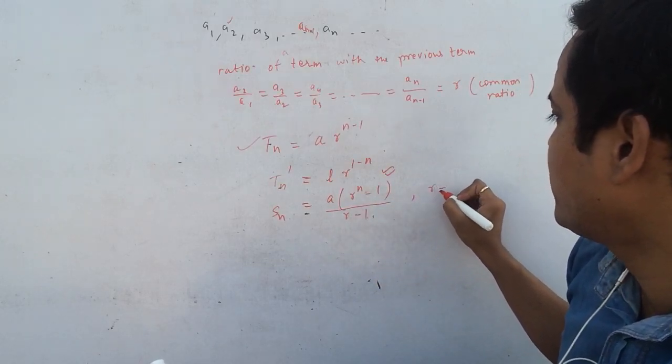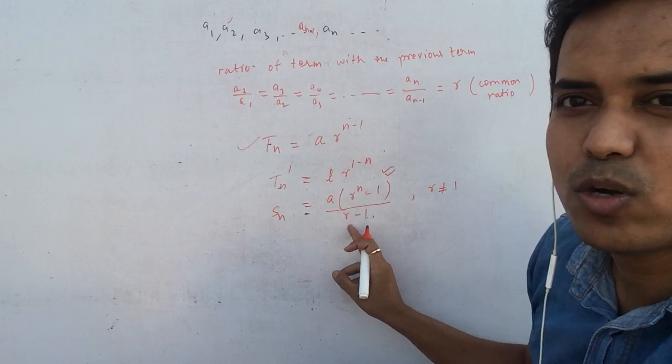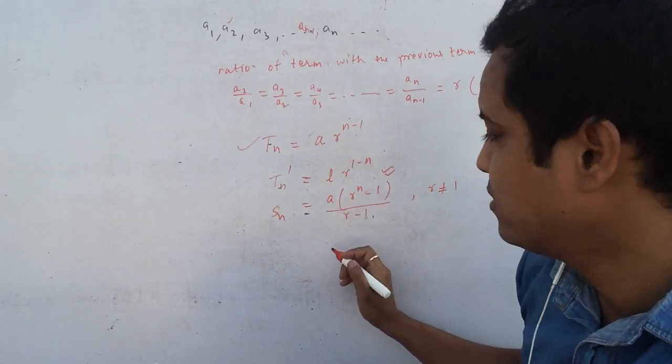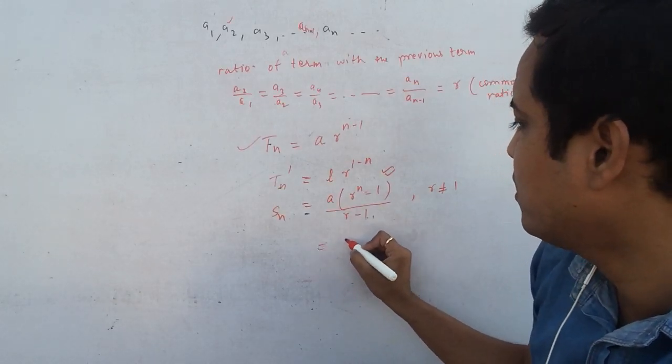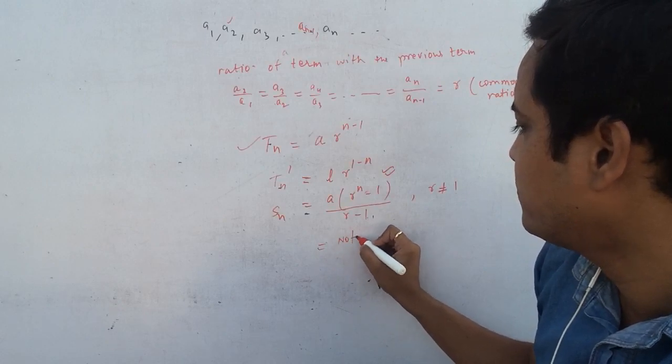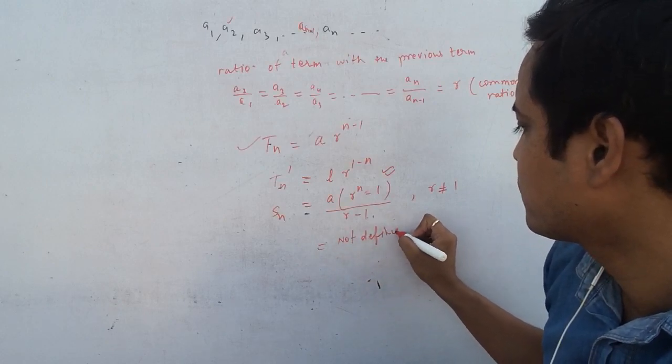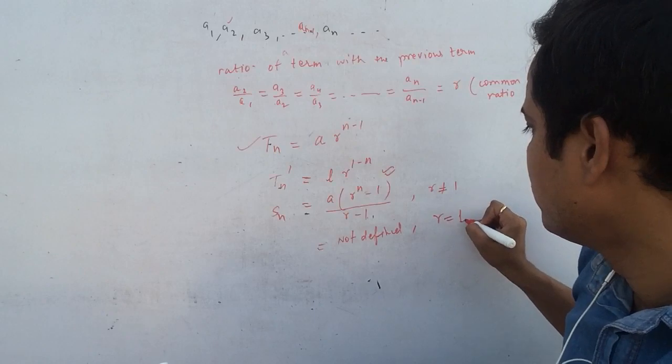Here r should not be equal to 1. If it is equal to 1, then it would be not defined. So you can write here: not defined when r equals 1.